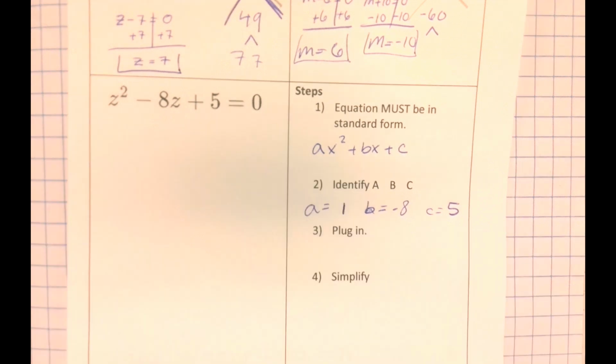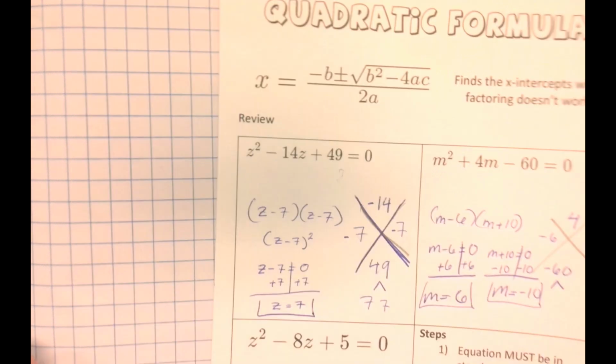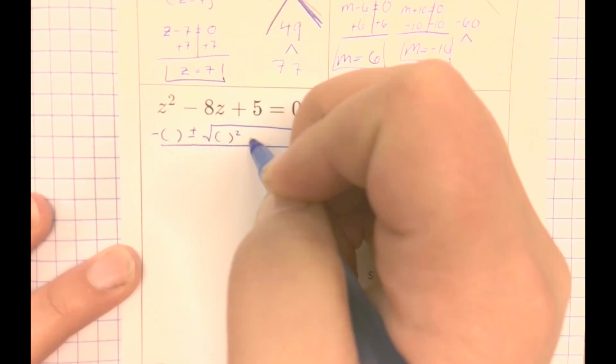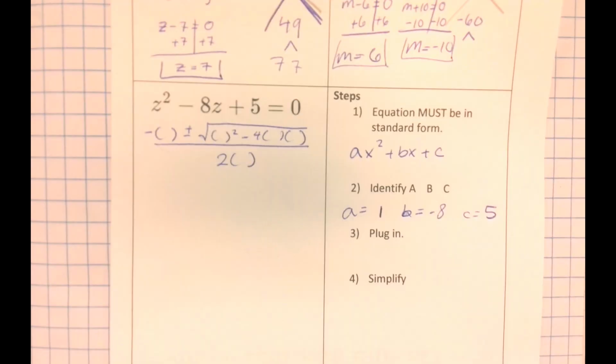So what you're going to do is copy. I'm going to take this equation and write it down, but instead of the letters, I'm going to put parentheses. And we're going to need room, so don't write too big. I'm going to have a big fraction bar, the opposite of b, plus or minus the square root of b squared minus 4ac, all over 2a. I'll give you a second to write that down. Okay.